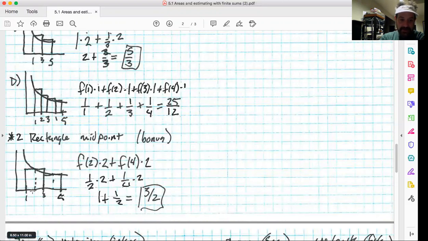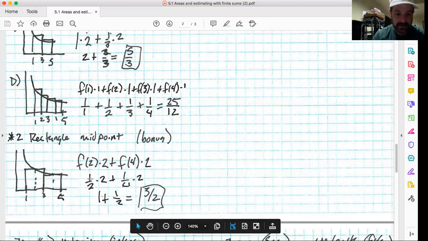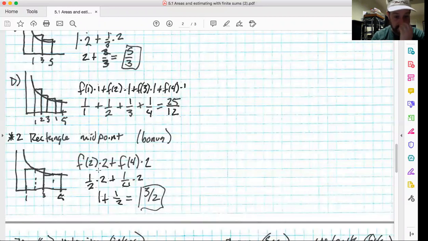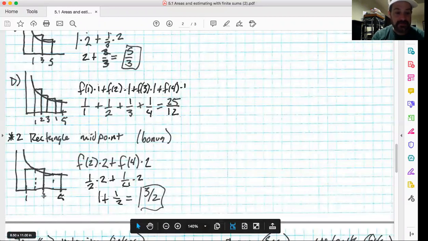Using midpoints here, well, the midpoint between 1 and 3 is 2, hence f of 2. Plug it into the function, 1 over 2 times our width of 2. Midway point between 3 and 5 is 4. So we have 1/4 times 2. Add them up, we get this.